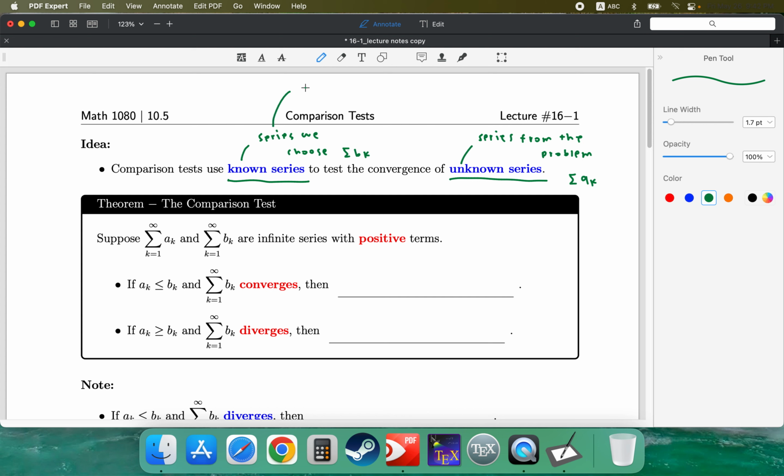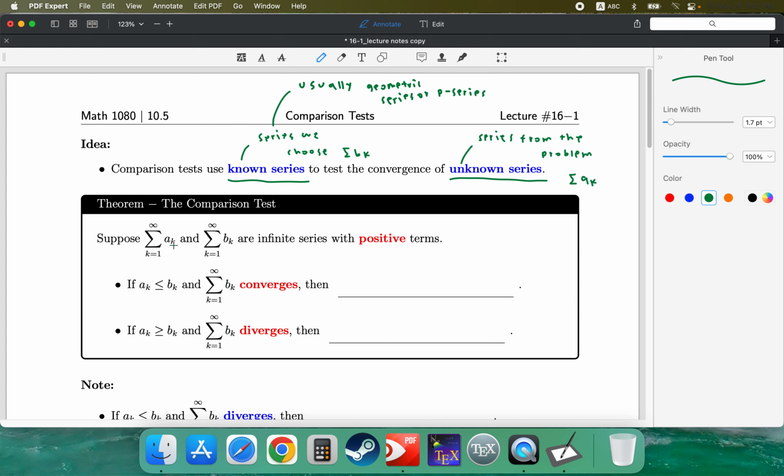That means you will need to choose a series to compare with the series from the problem. Usually, we will choose a geometric series or a P series, because for geometric series and P series, we know the convergence of the series. For a geometric series, we just need to take a look at the ratio. And for a P series, we just need to take a look at the p-value. So first, let's take a look at the comparison test.